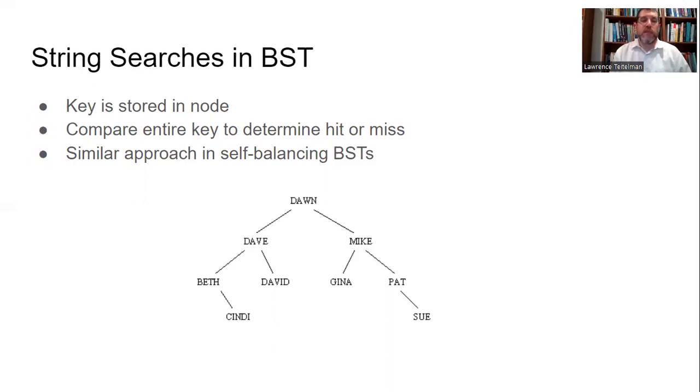Then we do the same thing. We compare the D with the D, the A with the A, the V with the V, and those are all the same. Then we compare the I with the E, and we determine that the I is greater than the E, so we go to the right, and then we do the same thing again.